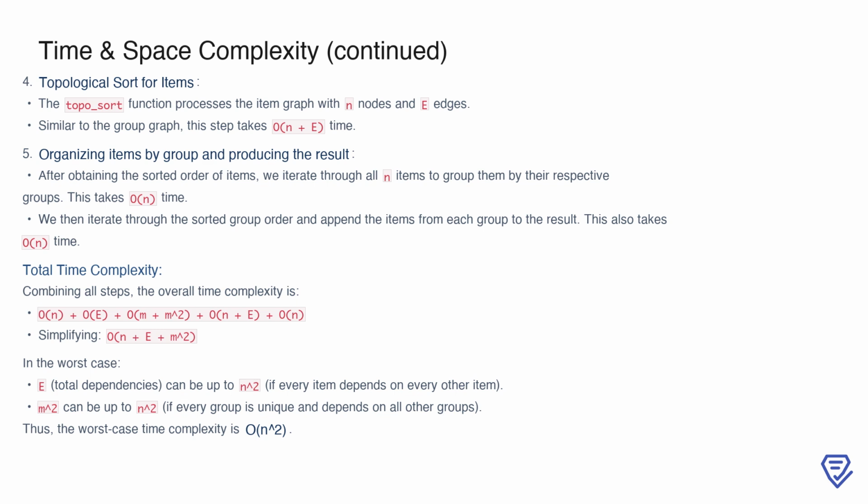another n operation. When we combine all these steps, the total time complexity becomes n plus E plus m plus m squared plus n plus E plus n. Simplifying this expression gives us n plus E plus m squared. In the worst case, the total dependencies E can go up to n², and the group dependencies m² can also reach n² if every group is unique and depends on all others. Therefore, the worst-case time complexity is n squared.